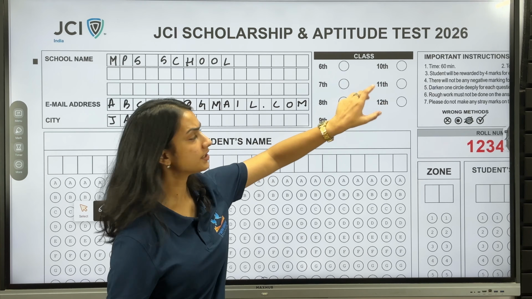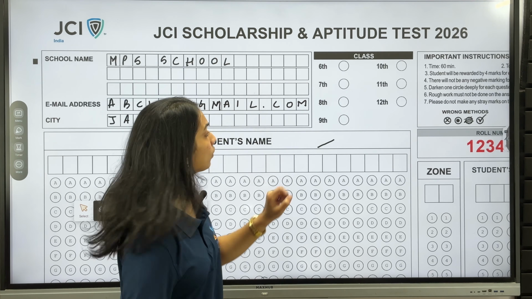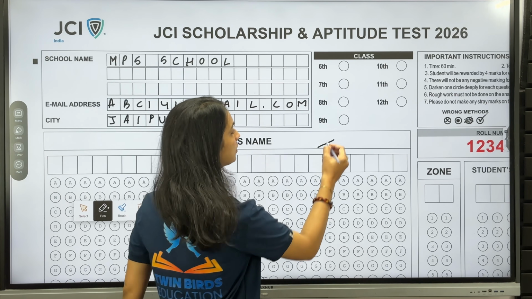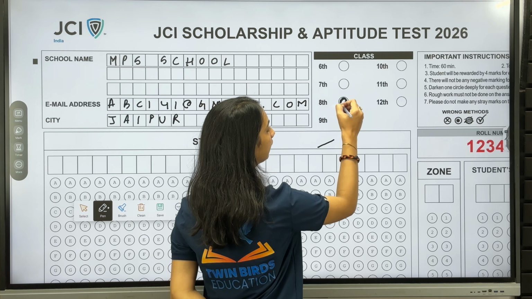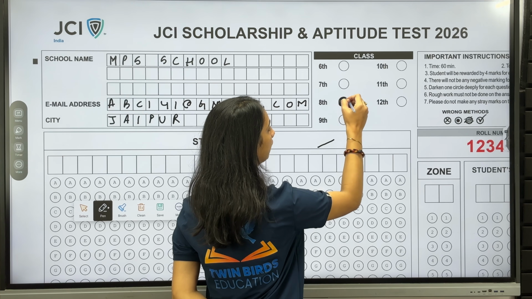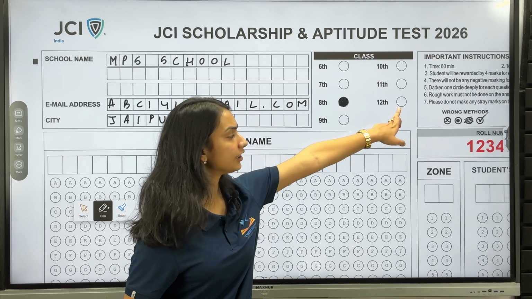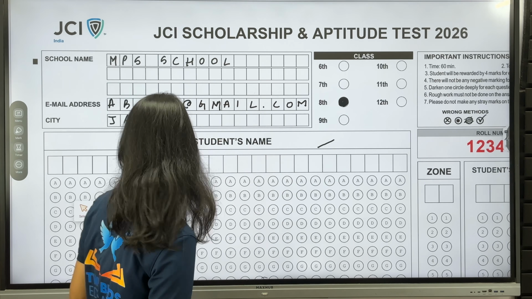Then another thing is you have to write your class. If you're in class 8th, you have to circle in front of class 8th. Suppose you are a student of class 12th, you have to circle in front of class 12th.